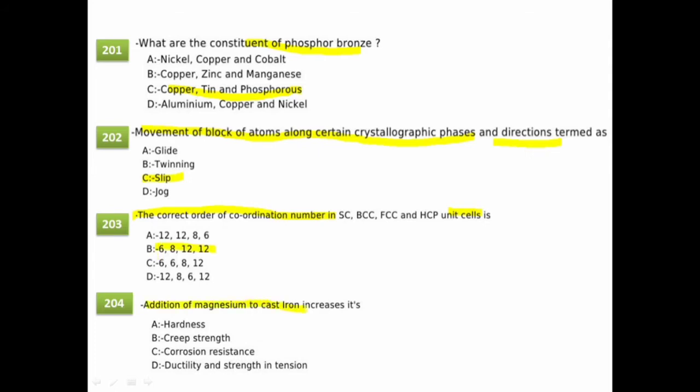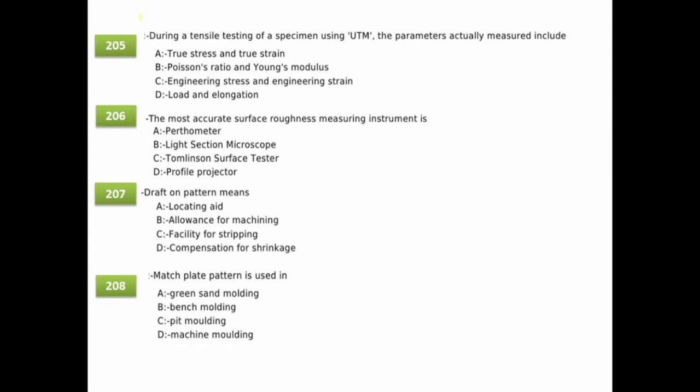Addition of magnesium to cast iron increases its ductility and strength in tension. During a tensile testing of a specimen using UTM, the parameters actually measured include load and elongation. The most accurate surface roughness measuring instrument is perthometer. Draft on pattern means facility for stripping. Match plate pattern is used in machine molding.